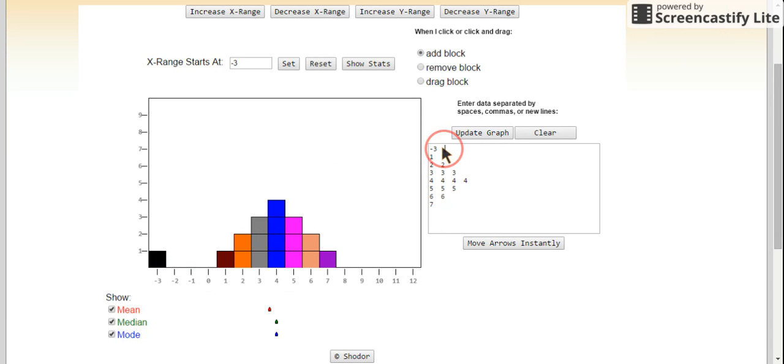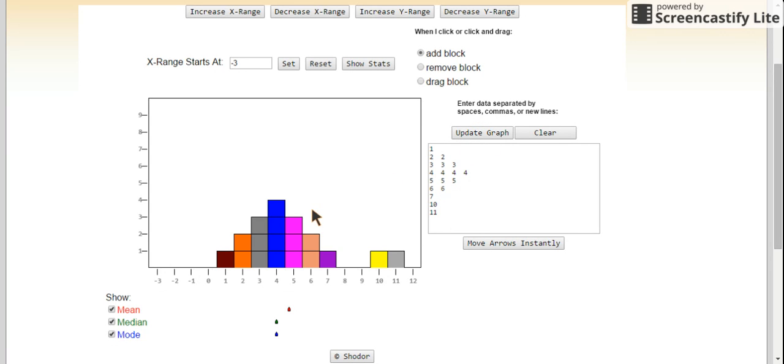All right, let's remove the -3. Let's go back to our symmetric graph. Notice that the mean and the median are equal again. And let's add a data value to the right, a larger value. Let's actually do 10, do 2, 10 and 11.